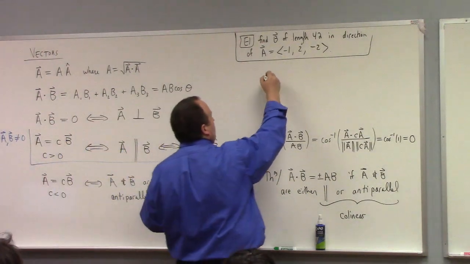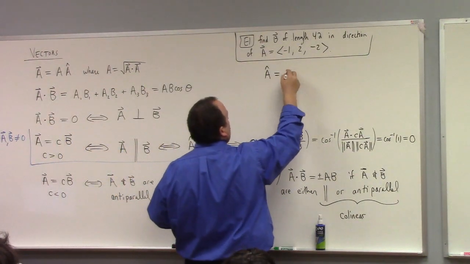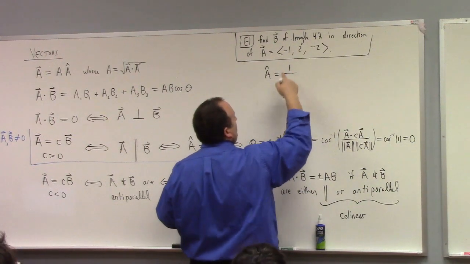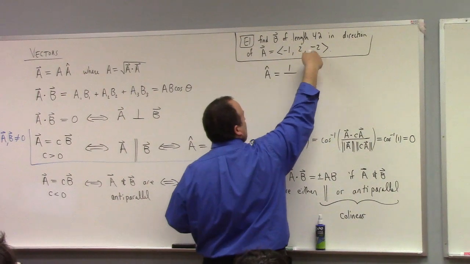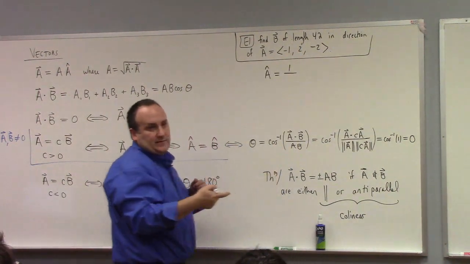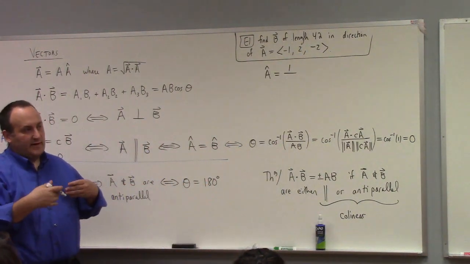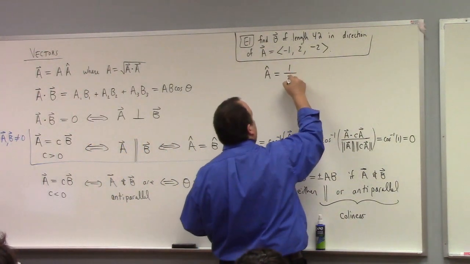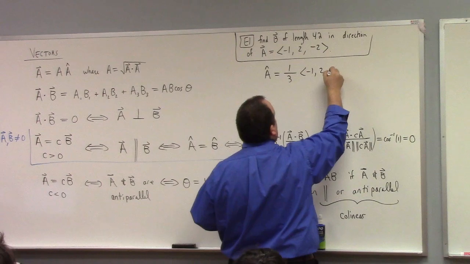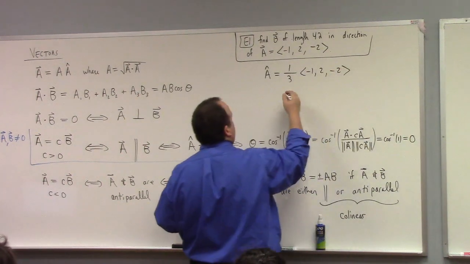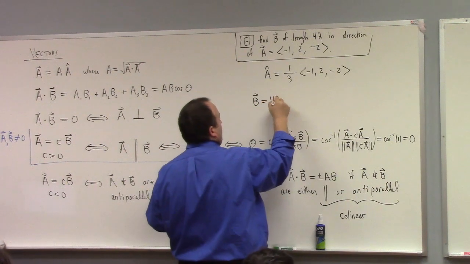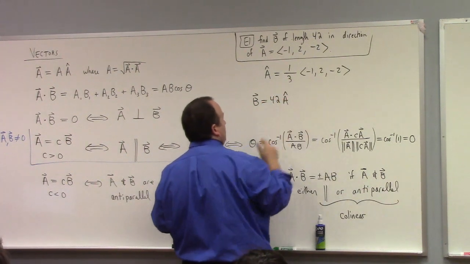But yeah, that's how I do it. I just say A hat equals, what's the length of A here? Can you guys tell me? We got 1 squared plus 2 squared plus 2 squared, otherwise known as 9. Square root of 9 is 3. So that's a length 3 vector. So that's A hat. And then B is equal to 42 A hat.